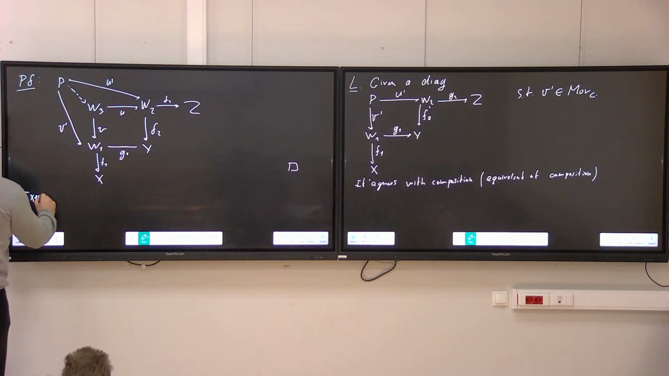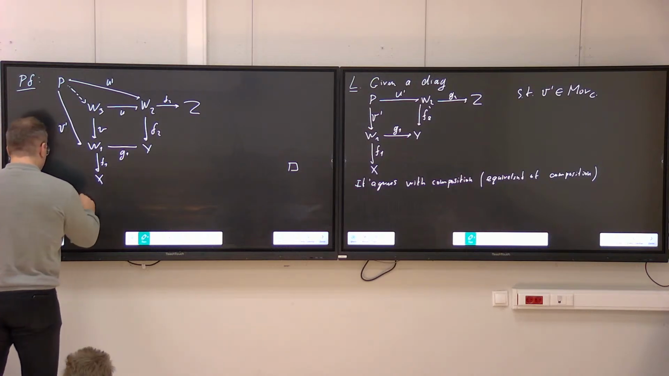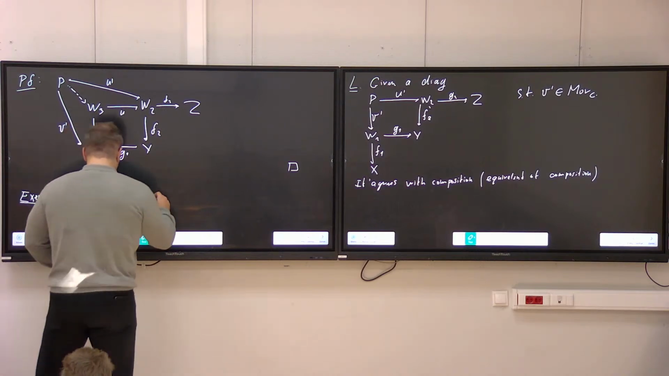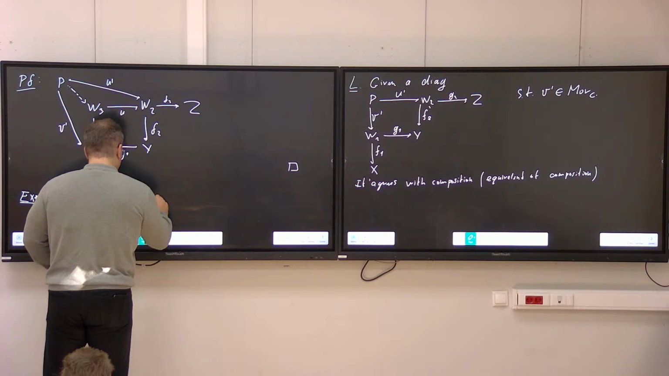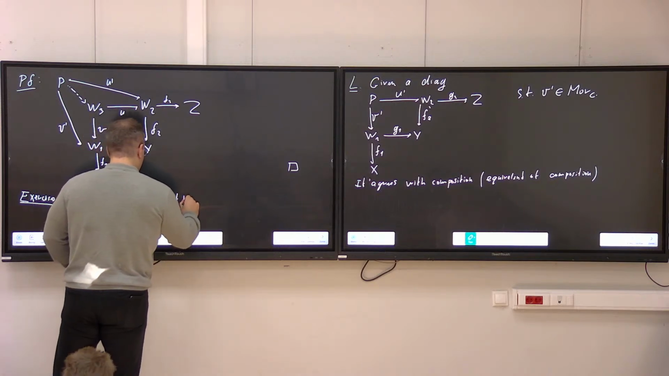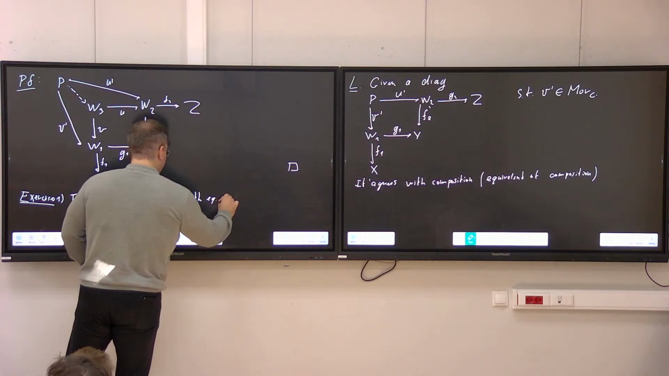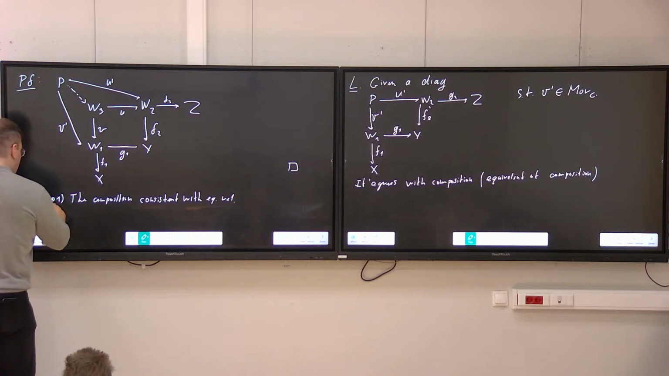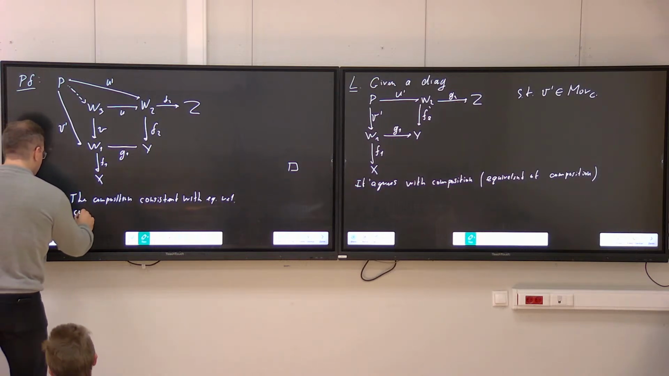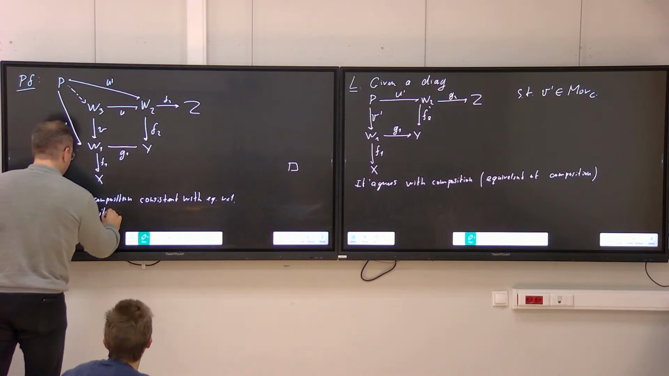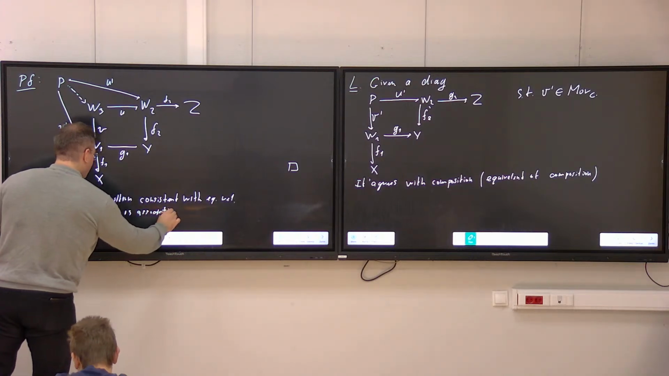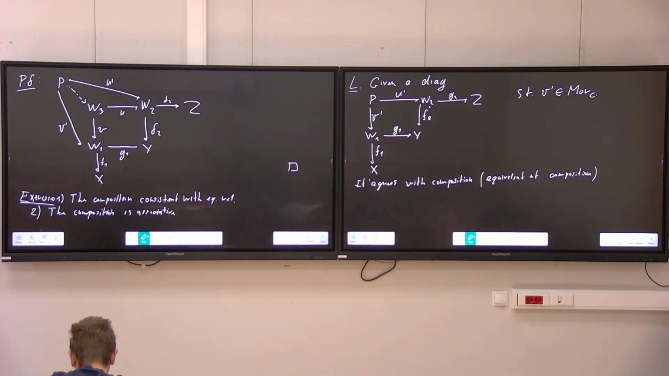Another exercise. Exercise 1 is to check that the composition is consistent with the equivalence relation. And the second part of this exercise is to show that the composition is associative. I'm going to add some of these exercises in the first problem set.